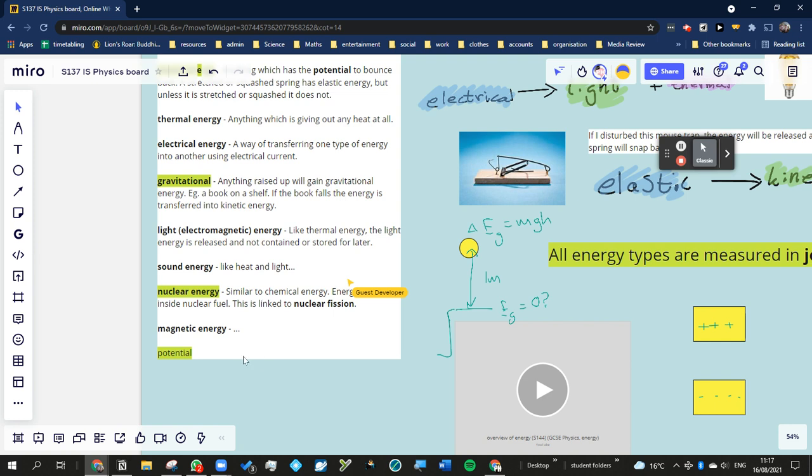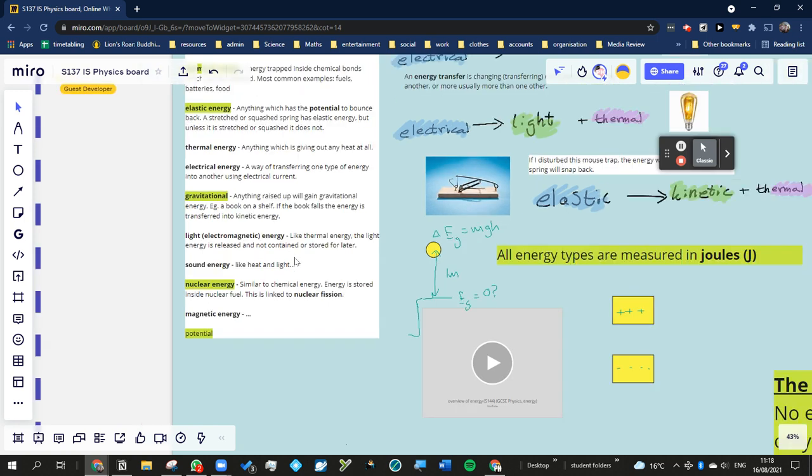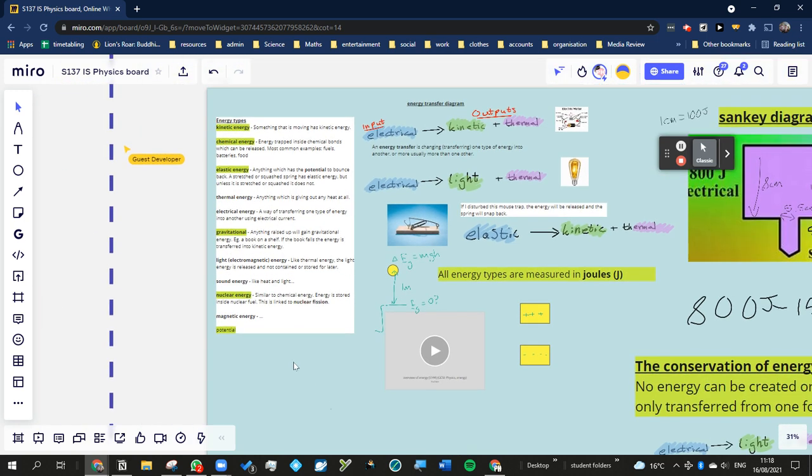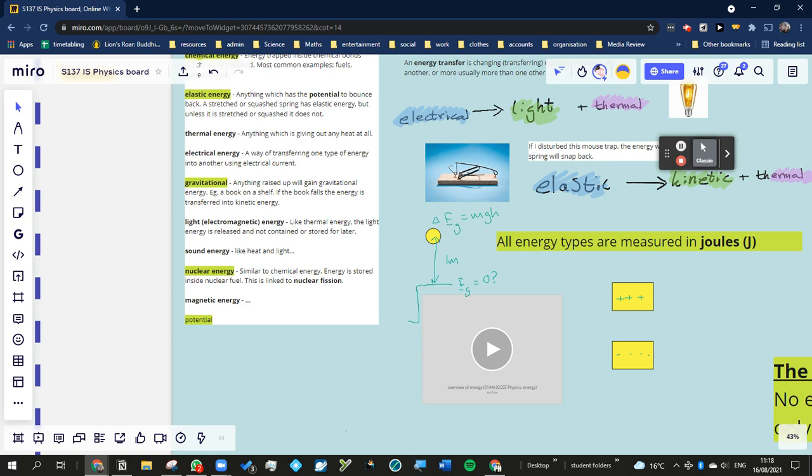Then we've got magnetic energy, and there's not much to say about that, apart from if you have two magnets close to each other, and if you let go, they'll move together. So kinetic energy is being generated, which means there must have been energy in the first place, and we can call that magnetic energy. So those are all the different types of energies, unless I've forgotten any, and those are the key things to realize about them.